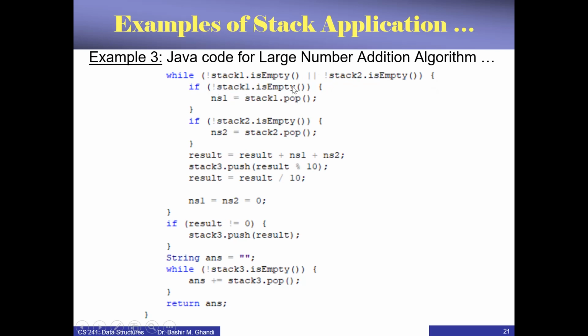So if stack 1 is not empty, we're going to pop from it and save in a variable ns1. So now you can see why we define those two variables, ns1 and ns2. Similarly, if stack 2 is not empty, pop from it and save in ns2. Now add the three variables: result, which initially is 0, plus ns1 plus ns2, add them all to result. Good. So we have a number here which may be only 1 digit or 2 digits. The question is, how do we get the unit part from this number?